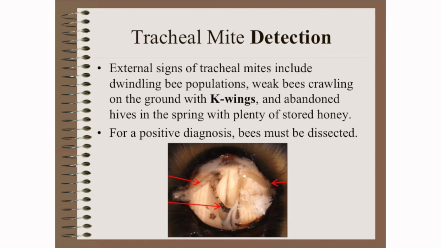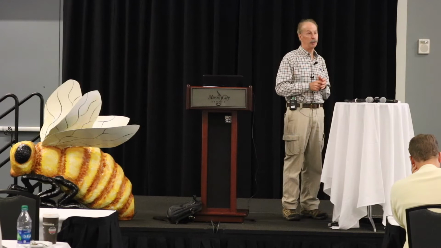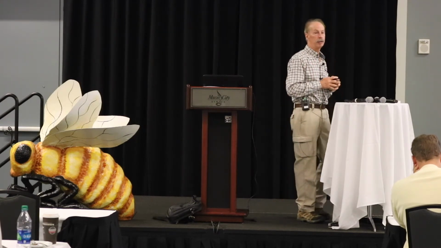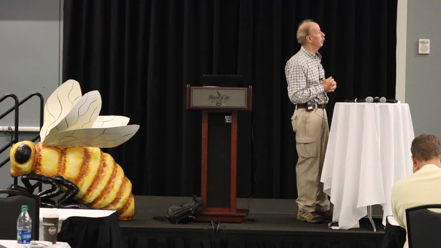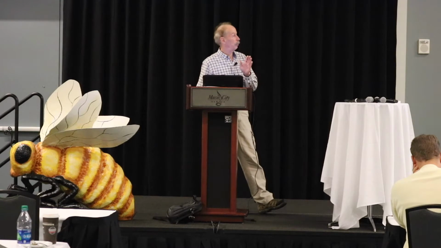And the trachea tubes are incredibly tiny. And I tell you, don't leave these bees in your car over the weekend if you're going to bring them to me, because they just get hot and bake and dry up, and there's no way you can determine if tracheal mites are there. But that K-wing is a definite clue.